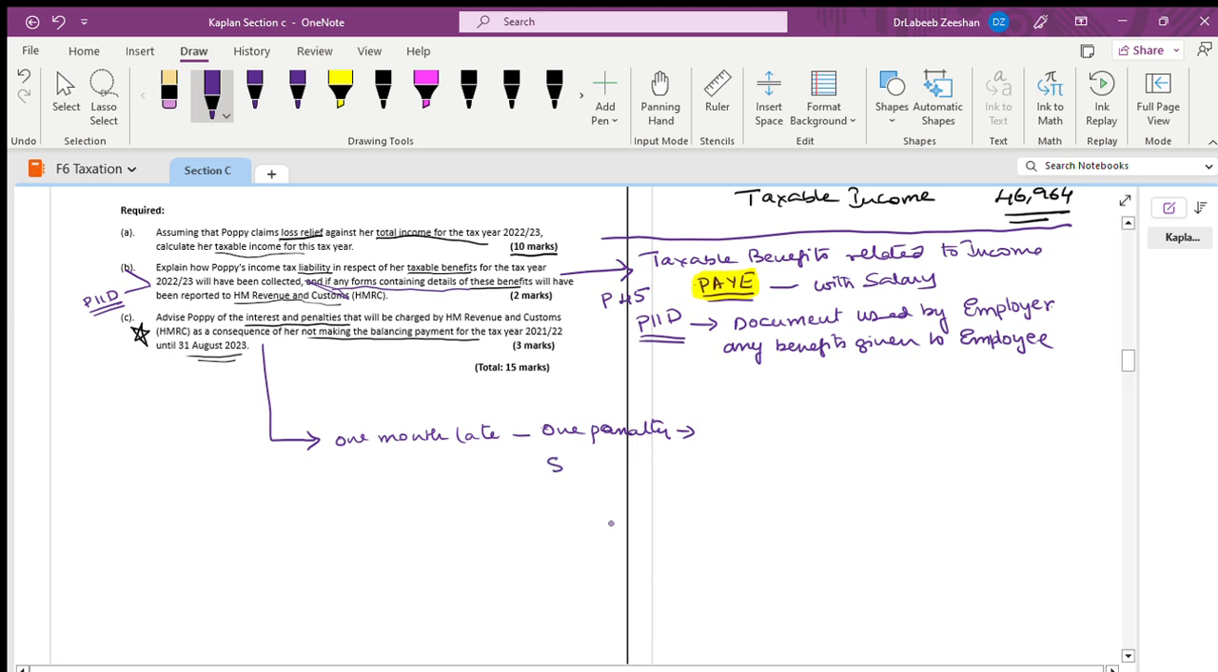When it is 6 months late, it is the second penalty. You know about this? No, I'm a bit confused in this.